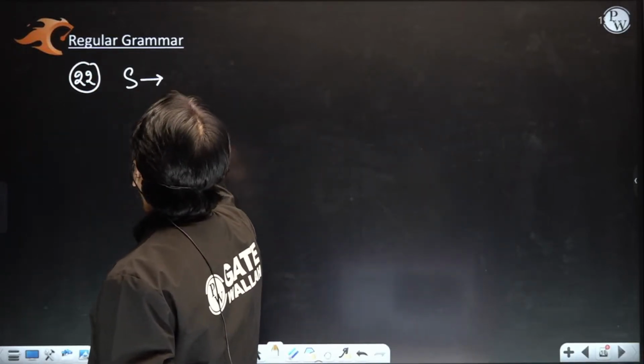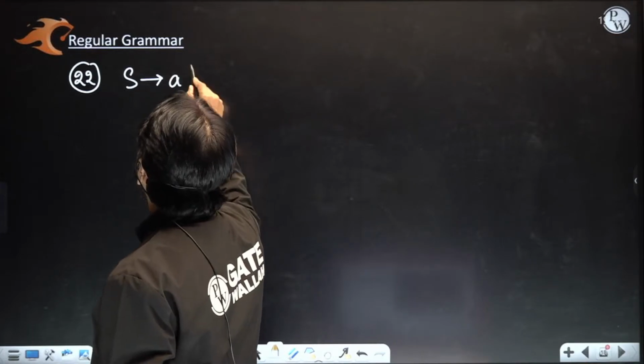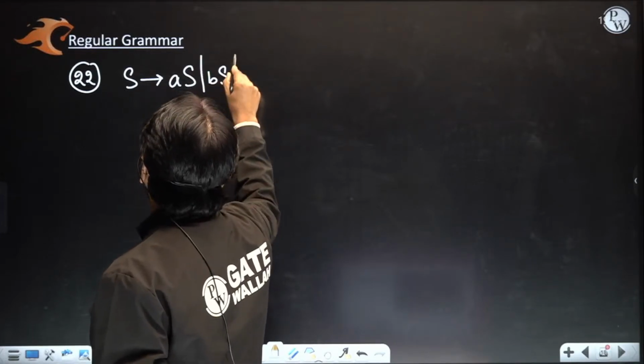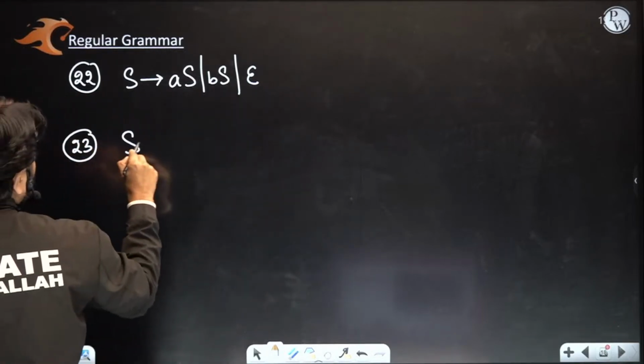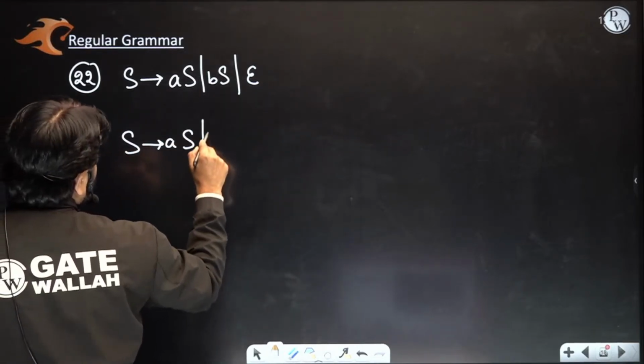S derives aS, bS, or epsilon. Now I am writing right recursion. So can you do it yourself?